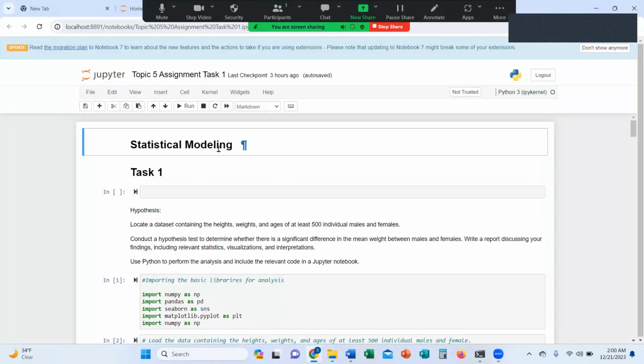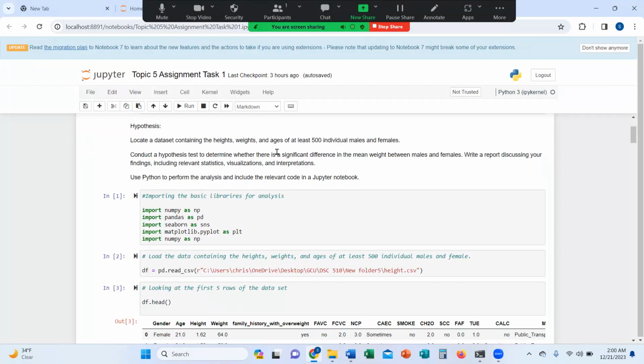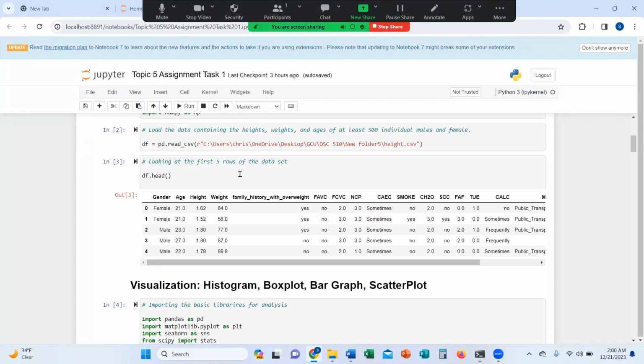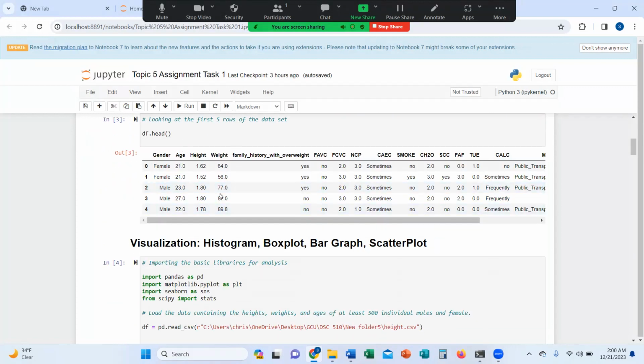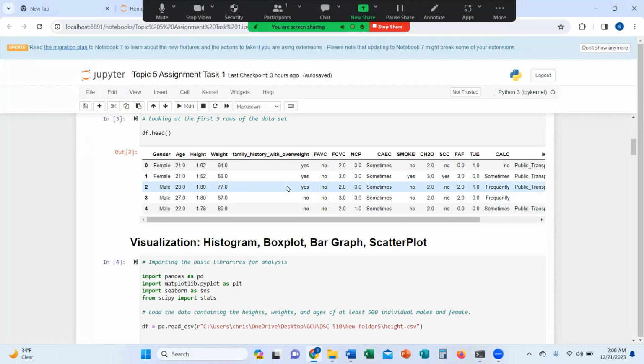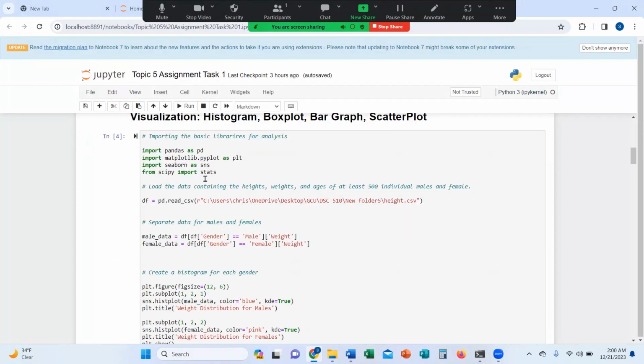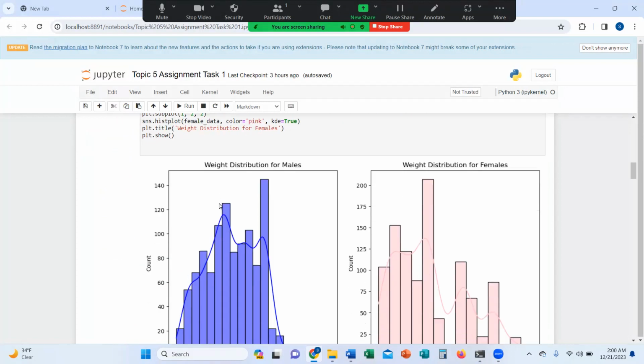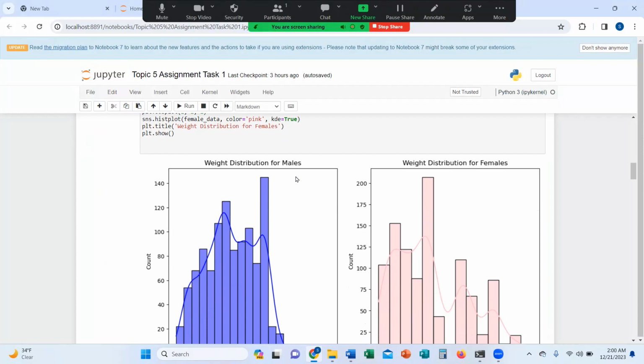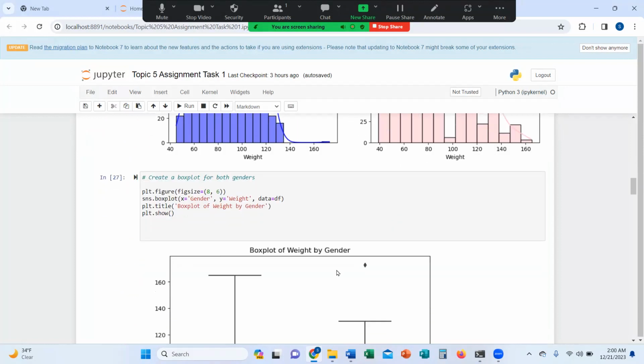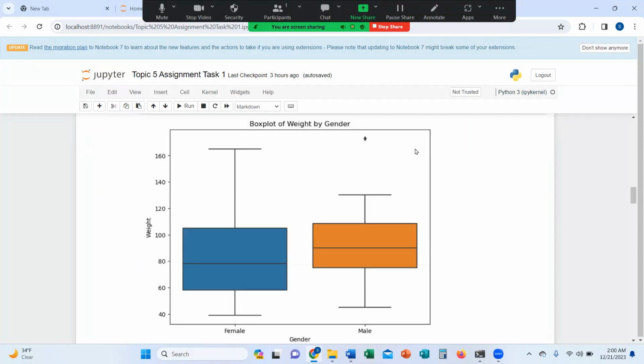For this first task, I located the dataset with heights, weights, and ages for at least 500 individuals. I read the first 5 rows of the dataset and did the visualization here. With this, the weight distribution for the males and the females is given here. I also did a box plot for it.